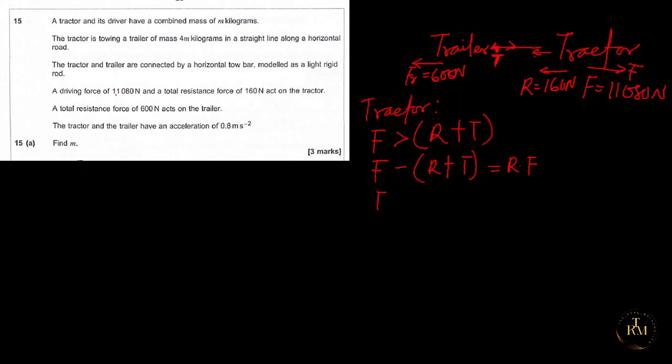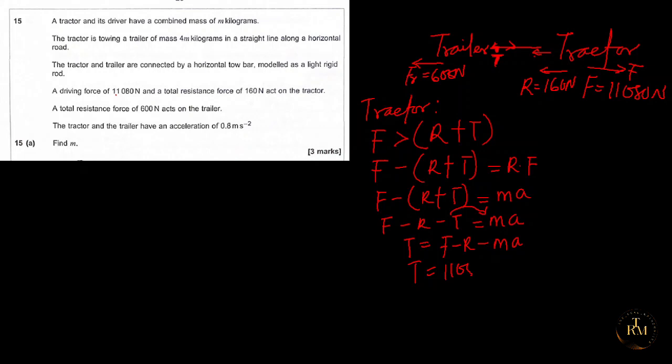Now, what's my resultant force? My resultant force actually has a value of ma, that's mass times acceleration. So I'm going to have something like F minus R minus T equals ma, by opening a bracket with a negative sign here. So I'm going to make T the subject. And if I make T the subject, I'm going to have T equals F minus R minus ma. So what I just did was to take T to the other side, then bring ma over to meet F minus R here. So if I fix in the values now, my F is going to be 11,080.